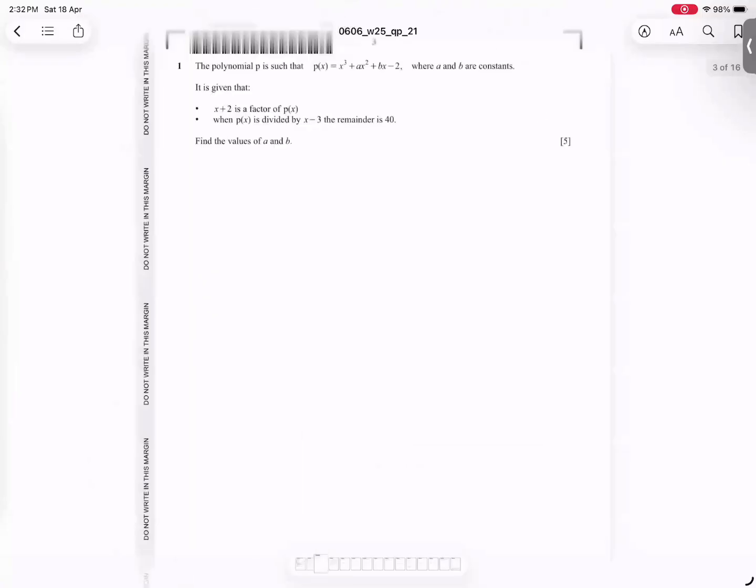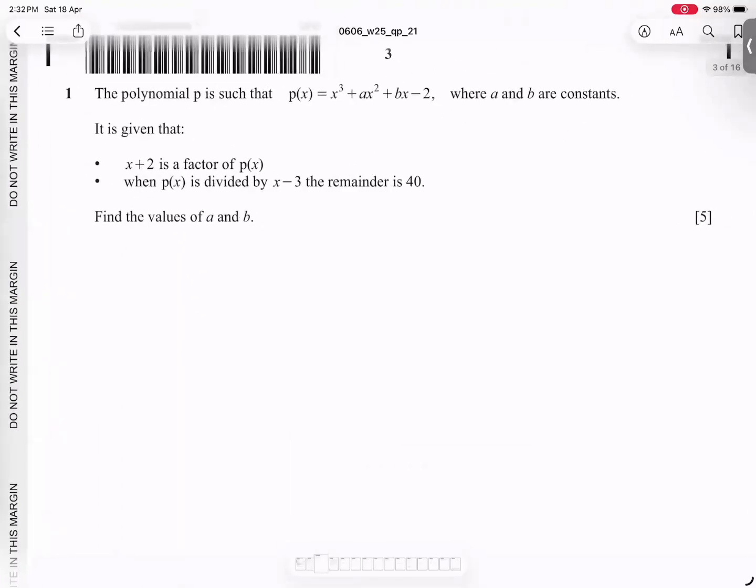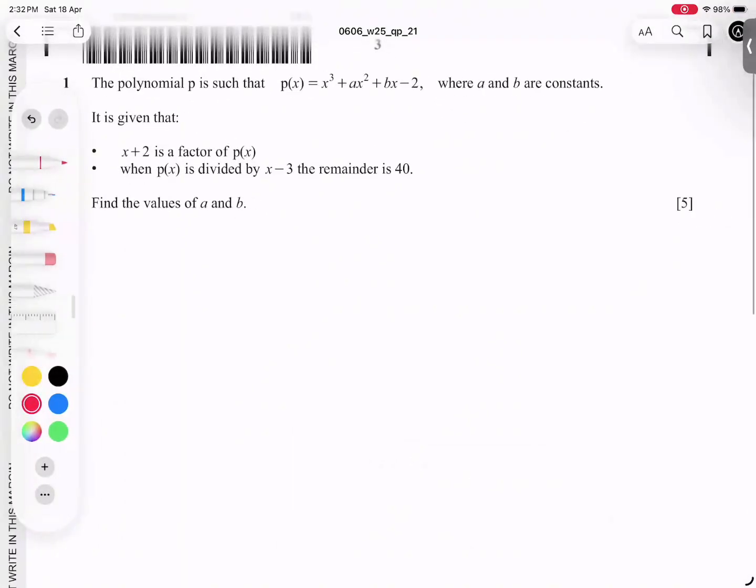Question number 1, students. Here a polynomial is given, with a and b constants, and he said this has a factor x + 2. For your information, when a factor is given, I copy it and put it equal to 0, so I put x equals -2. When I replace x with -2, P of -2 must be equal to 0, because he said it is a factor. Factor means the remainder is 0.